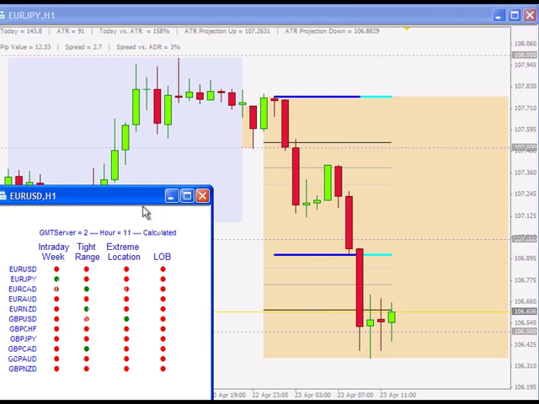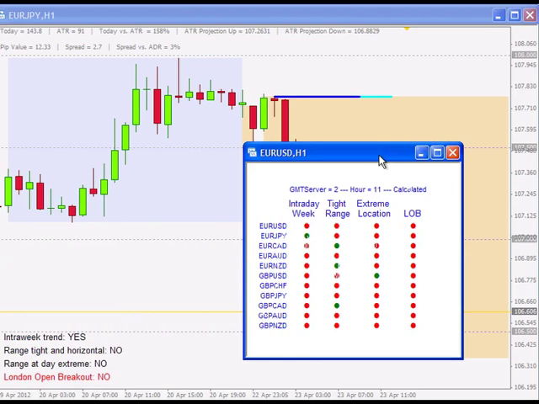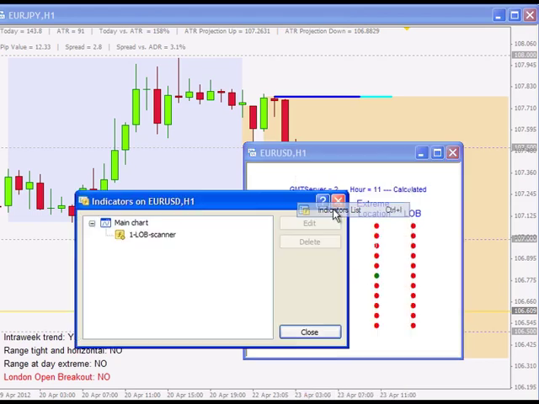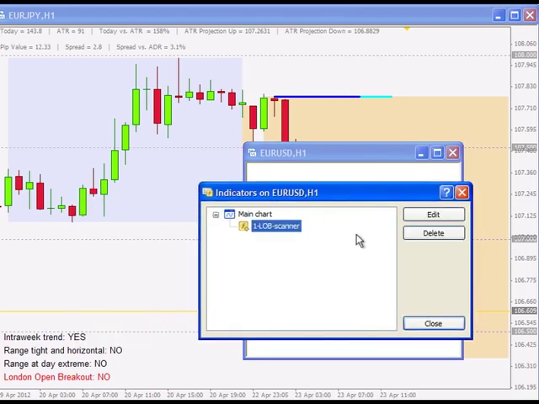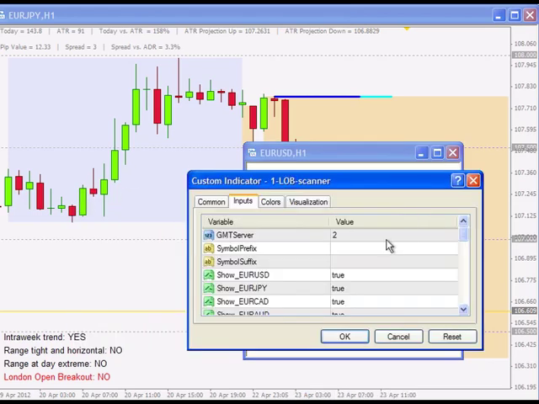Now, just as we did with the individual indicator, we have to tell the scanner what's the gap between your MetaTrader platform's time and GMT time. Okay, so again, right click, go into indicators list, edit the London Open Breakout Scanner, and simply here at the GMT server value, change that to 2, 3, etc., depending on your MetaTrader platform.